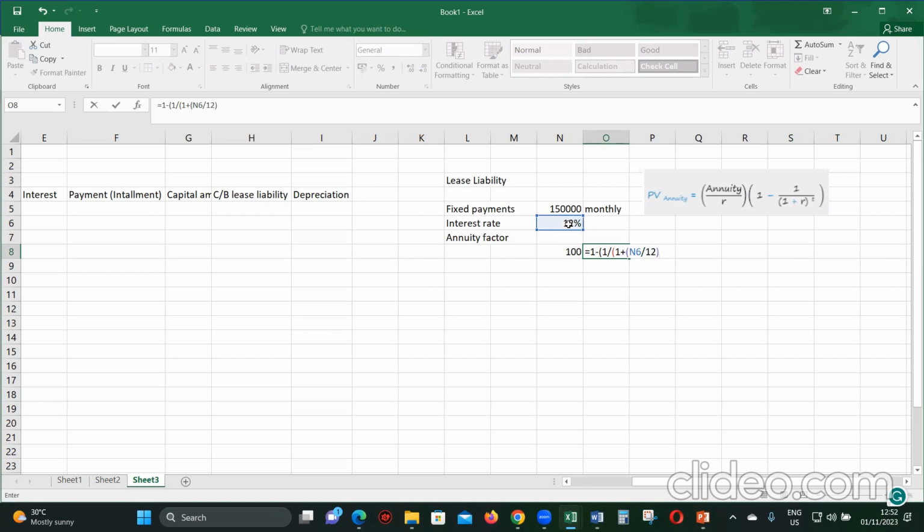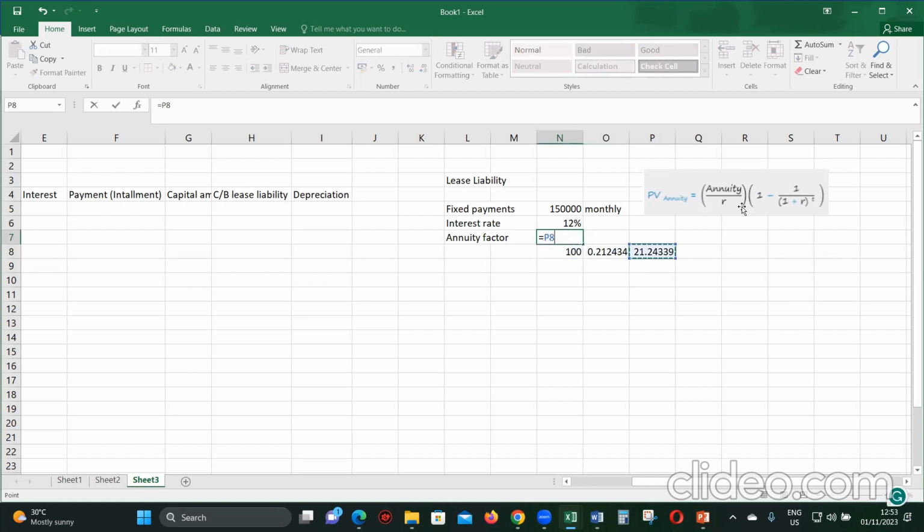And then you have to close the full bracket. 1 plus R, to the power T. Time period. So to the power T means how many periods? 24. Not 2, not 12, 24. Right? And then I close the brackets. Now, two brackets are there. That means multiplication. You can multiply this. Okay, this is the annuity factor.